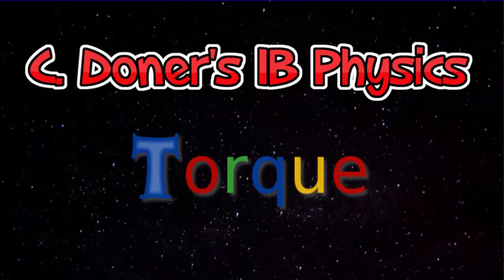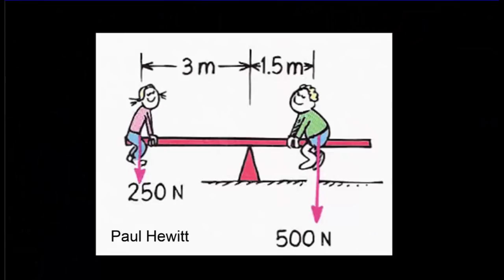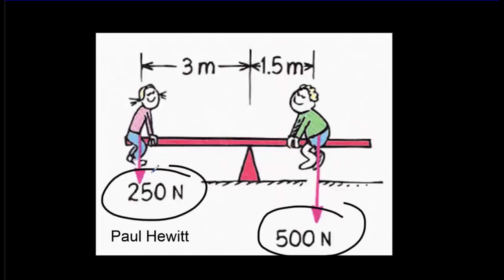Let's talk about torque or rotational force. Rotational force, usually called torque, is a little bit different than ordinary force. Here we've got two children on a teeter-totter, and they're in balance. The teeter-totter isn't moving. But you'll notice the weights of the children are not in balance. The boy is heavier than the girl.